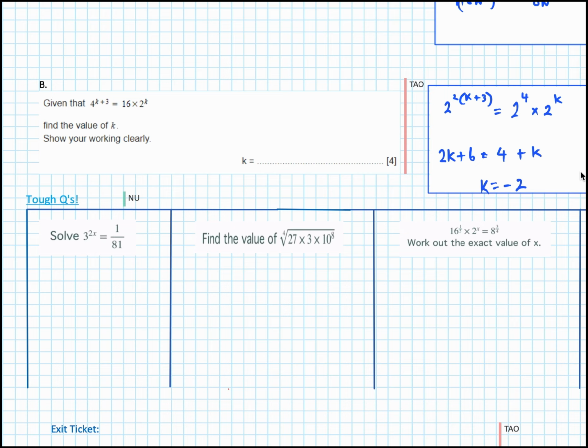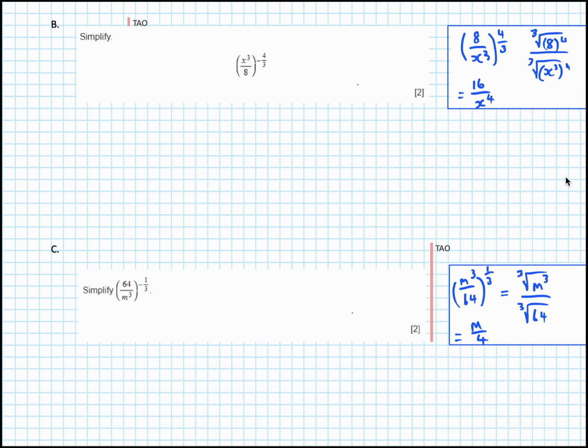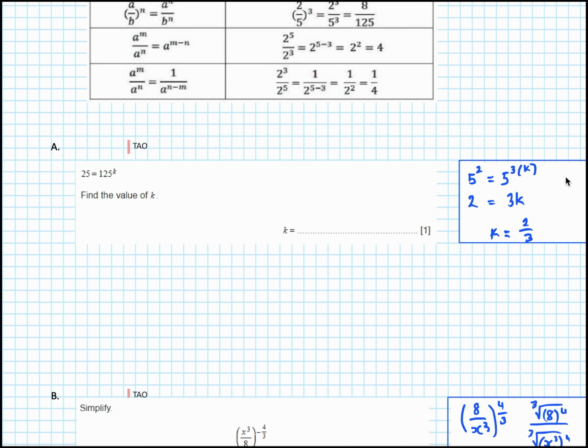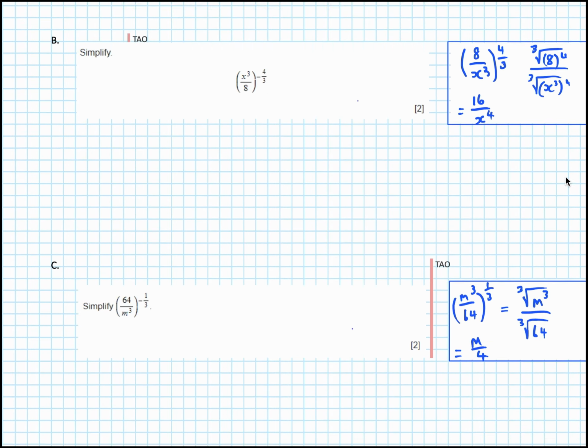And there are a few examples of questions that come up very often in those kinds of forms on GCSE papers. So the laws of indices, powers and roots.